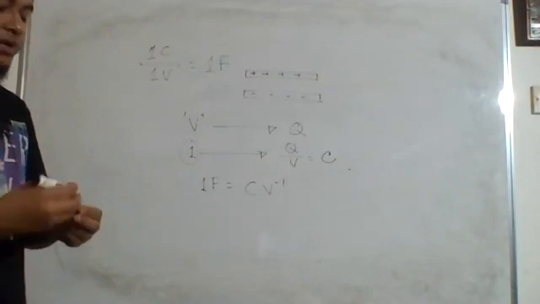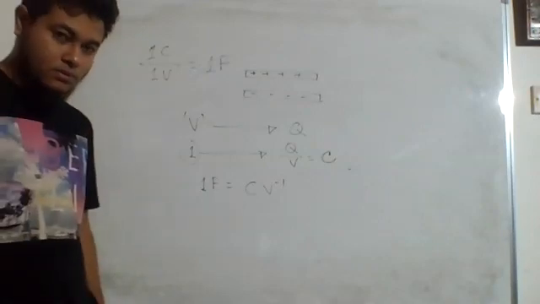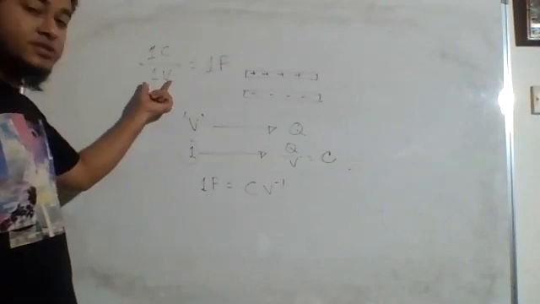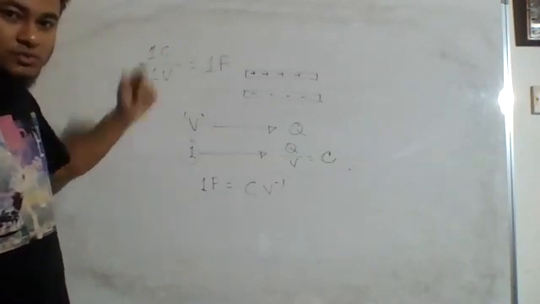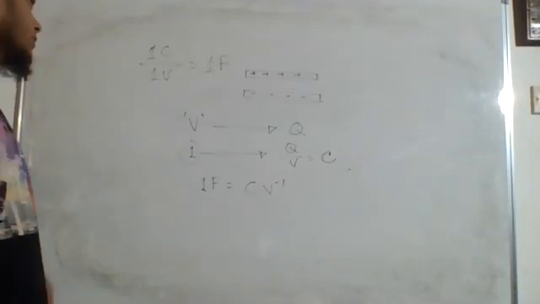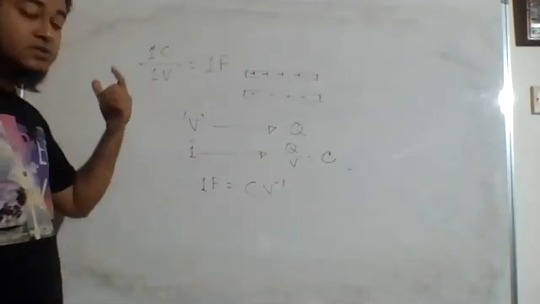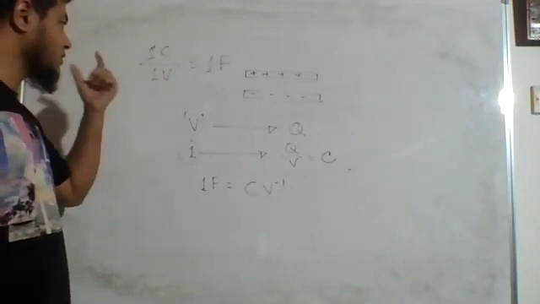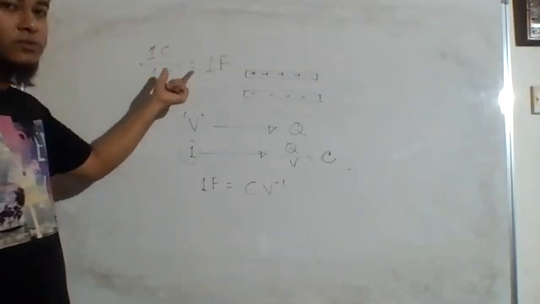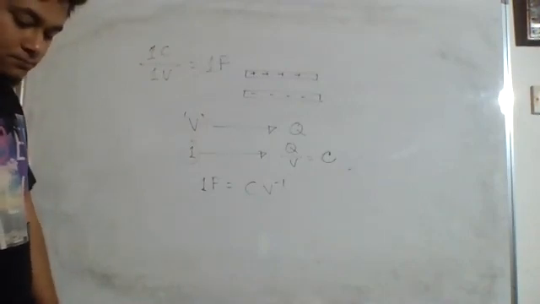So from here we can give the definition of Farad. Can anybody tell me how I can give the definition of Farad? We can say in this way: to raise the potential by 1 volt, how much charge do we need? 1 coulomb. If to increase the potential of a certain conductor by 1 volt we need 1 coulomb of charge, then we can say the capacitance of that conductor is 1 Farad. Is it clear? Yes, sir.